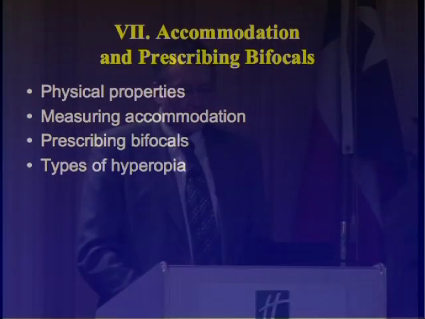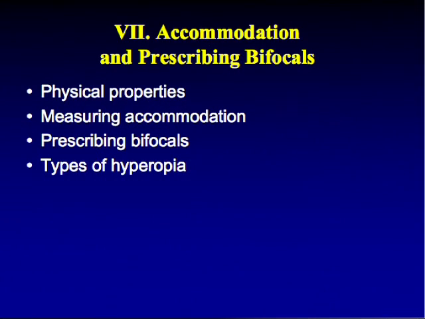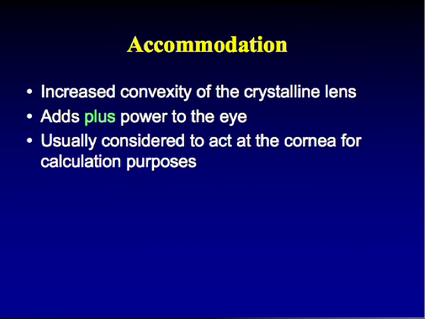So next, let's go to accommodating and prescribing bifocals. We'll talk about the physical properties of accommodation, how to measure it, how to prescribe bifocals, and the different types of hyperopia. So accommodation is an increased convexity of the lens that adds plus power to the eye. We'll consider it as acting at the cornea.